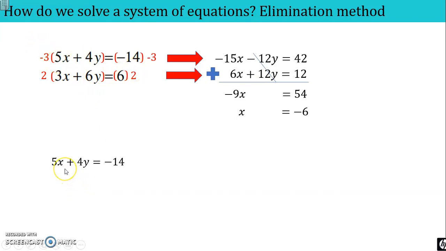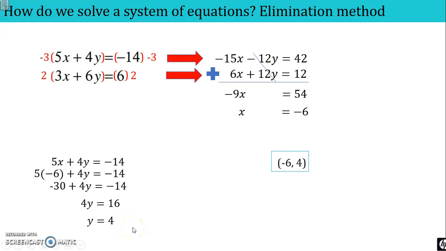But now that we know what one of the variables is, we know what x is, we can plug that in. So I plugged in -6 for x. And now I'm left with one equation with one variable, and I can solve. So I added 30 to both sides of this equation, and then I divided by 4. I get y equals 4. So my final answer for this, written as a coordinate pair, would be -6, 4.